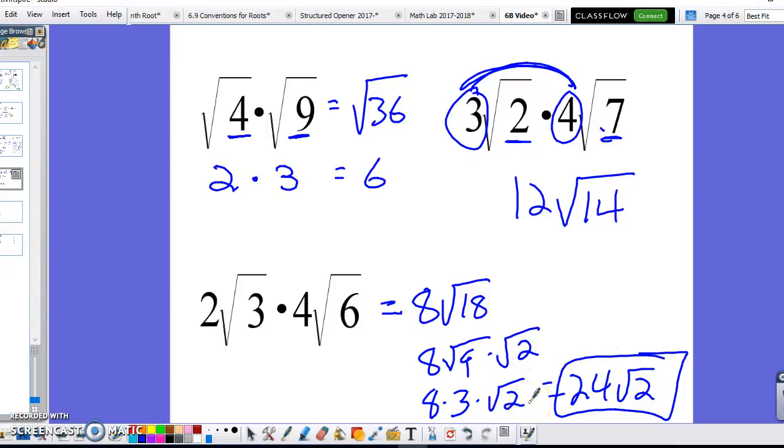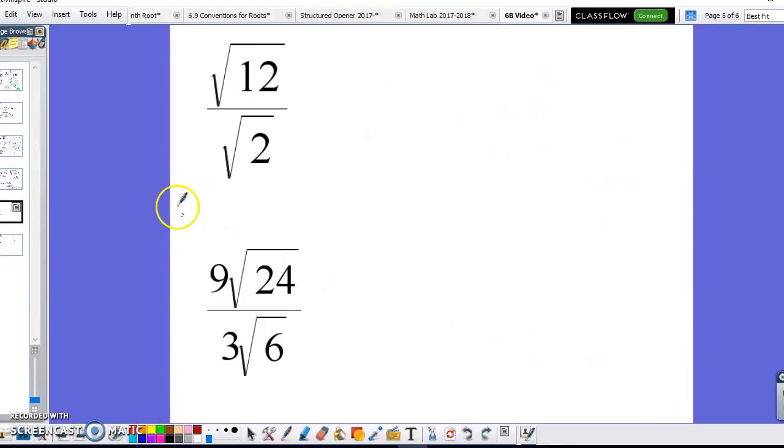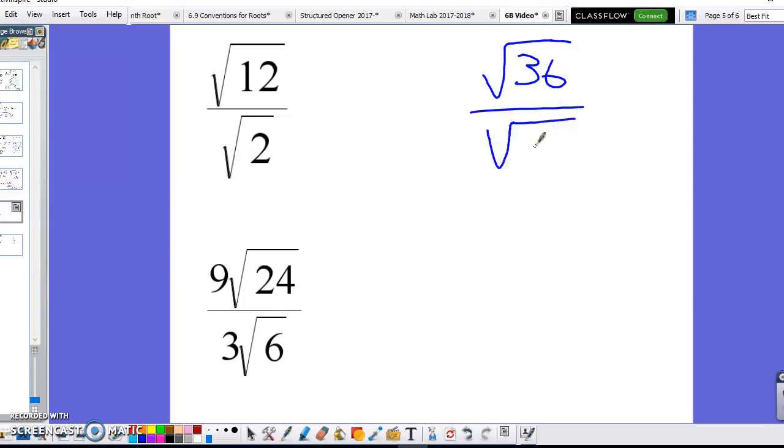Okay? Same thing, you could get decimal approximations for 2 square roots of 3, 4 square roots of 6, multiply them, double check in your calculator to see if that's pretty close to 24 square roots of 2. Okay? Next thing, dividing. So when I'm dividing, let me do that. I should have started off with a basic example like I did in the last one.